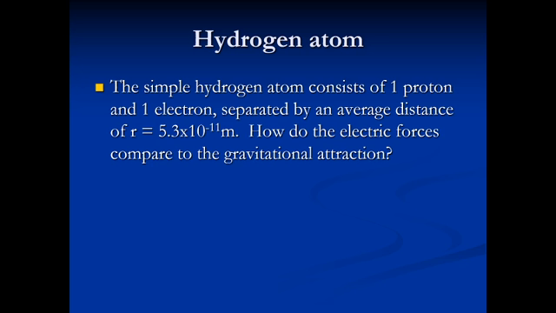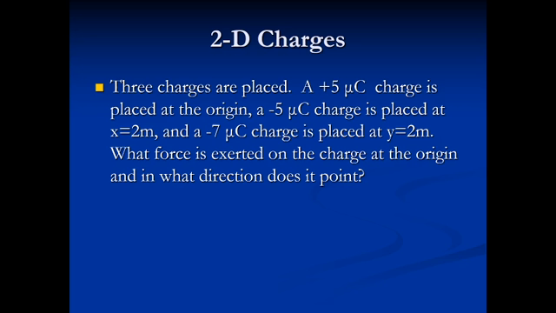And then one that I will definitely be showing you is the idea of, you have 3 charges: a 5 microcoulomb charge at the origin, a negative 5 microcoulomb charge at the position x equals 2, y equals 0, and a negative 7 microcoulomb charge placed at the position y equals 2 meters, x equals 0. So what force is exerted on that charge, and what direction does it point? So if you're able to do that, you should be pretty well set with electric forces.